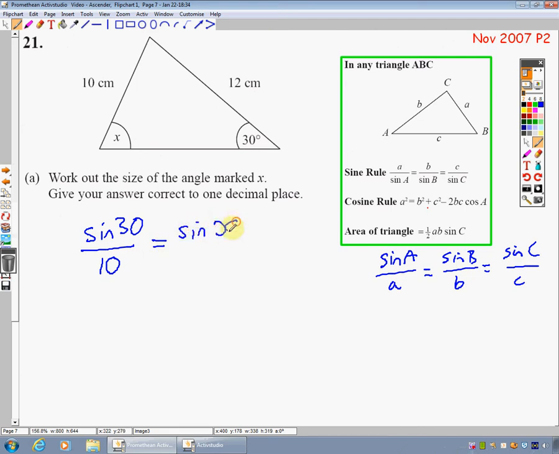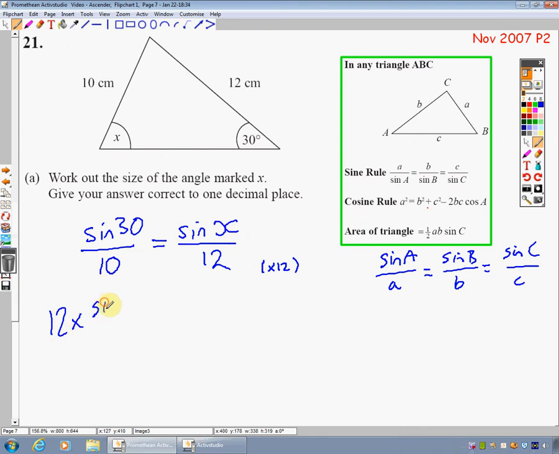Okay. We just want x on its own. That's what we want to find. So the first step of rearranging this is going to be timesing it all by 12. We had our sine of x, we had our x, we did sine to it, and then we divided by 12. We ended up with this over here. We just want x on its own, so times everything by 12. 12 times sine 30 over 10 is going to equal sine of x.